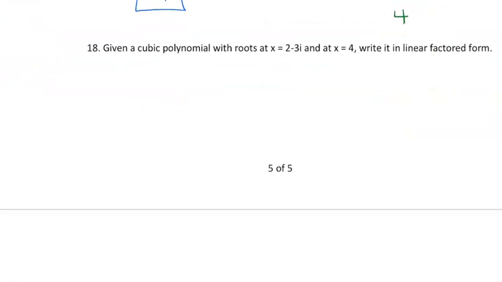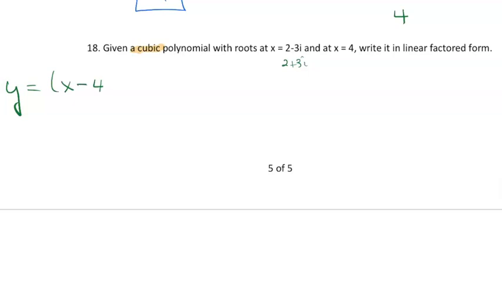Okay, last one. Given a cubic polynomial with roots x equals 2 minus 3i and x equals 4, write it in linear factored form. They gave me two roots. It's a cubic. I recognize that I have a conjugate pair here that's not explicitly stated. Write it out for yourself. Get this in factored form.